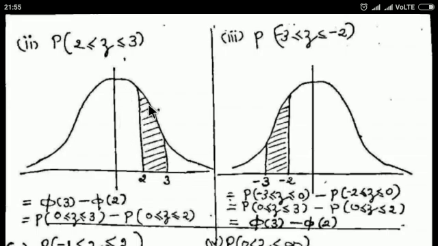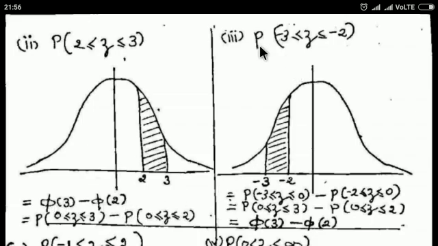So how do I understand this? I'll write it as probability of z lying between 0 to 3 minus probability of z lying between 0 to 2. This unshaded portion has to be subtracted from 0 to 3 so that we can calculate this shaded portion. In other words, this can be written as phi of 3 minus phi of 2. So this shaded portion is phi of 3 minus phi of 2.